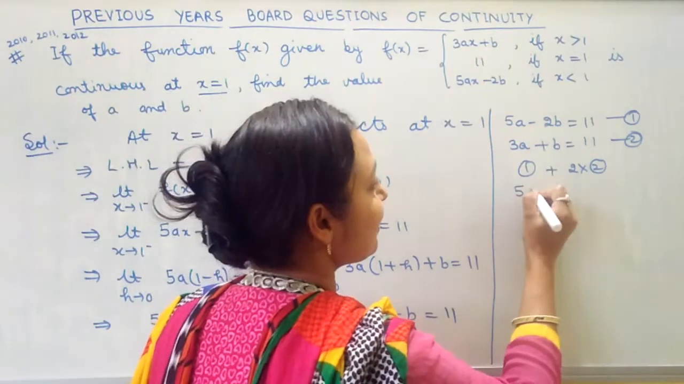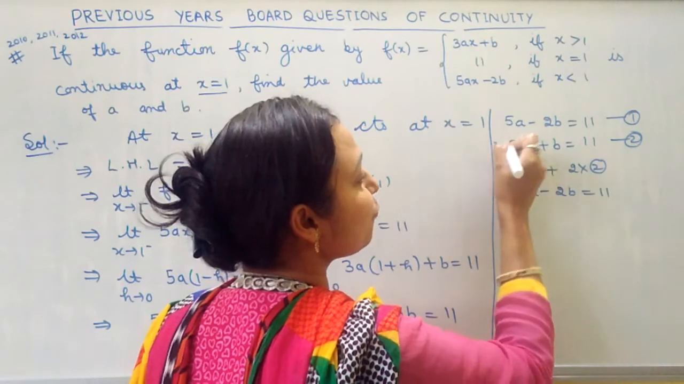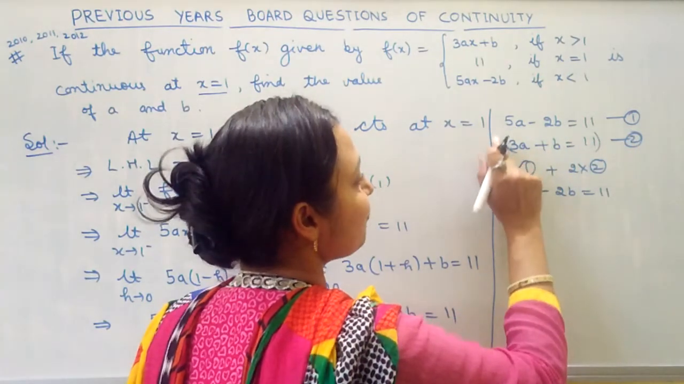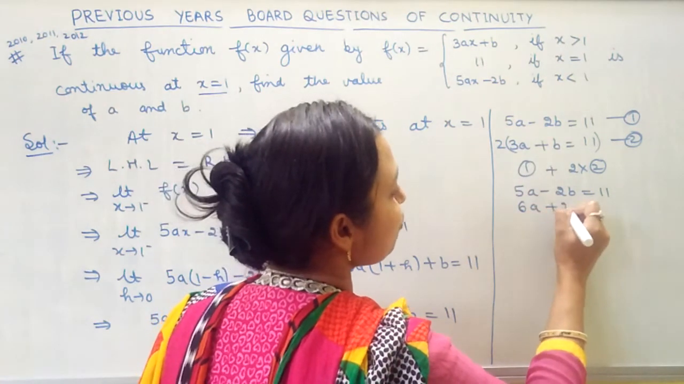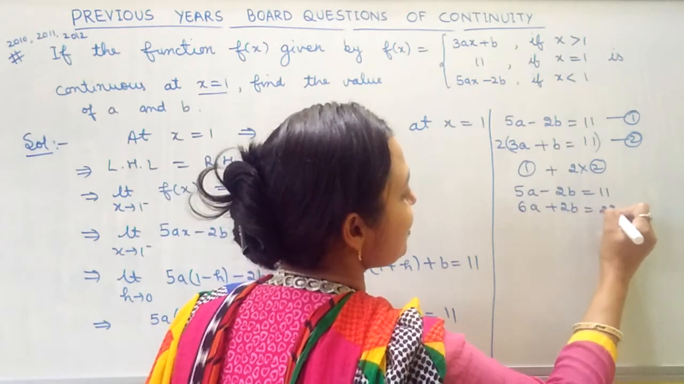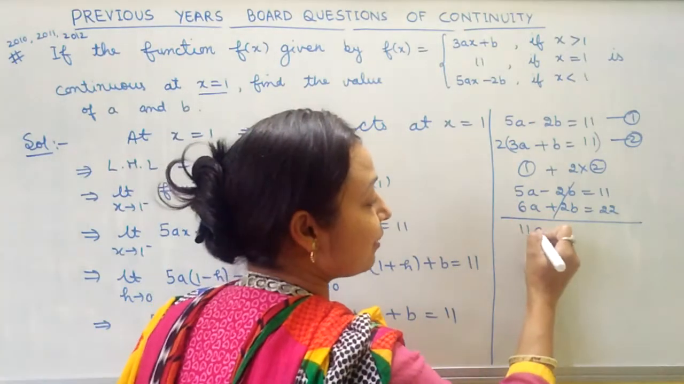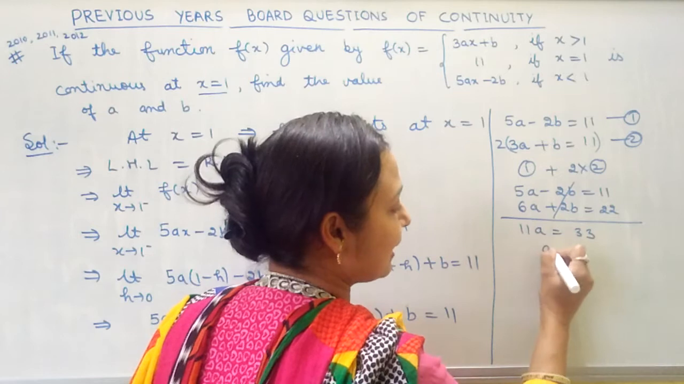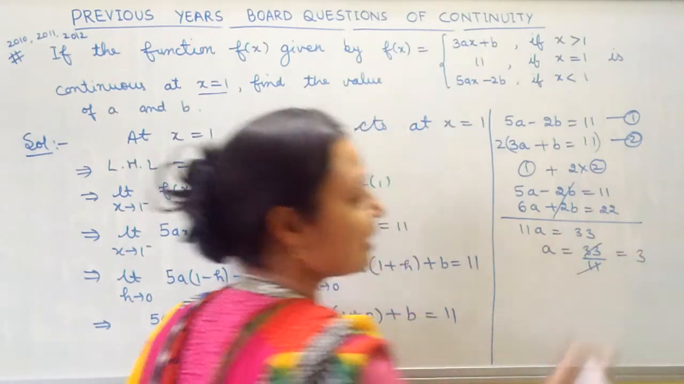So take 5a - 2b equals 11. When you multiply the second equation by 2, you will get 6a + 2b equals 22. When you add these two, the b terms cancel. 6a and 5a make 11a, equals 33. So a equals 33 by 11. After cancellation, you will get a equals 3.